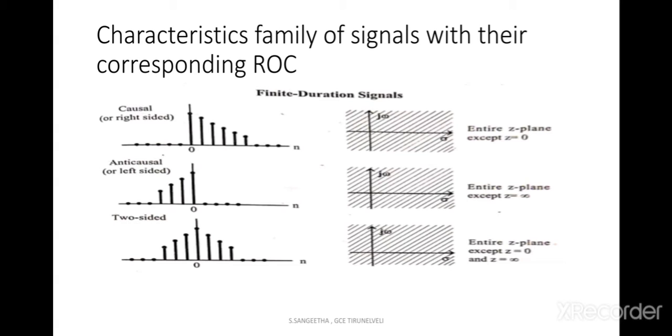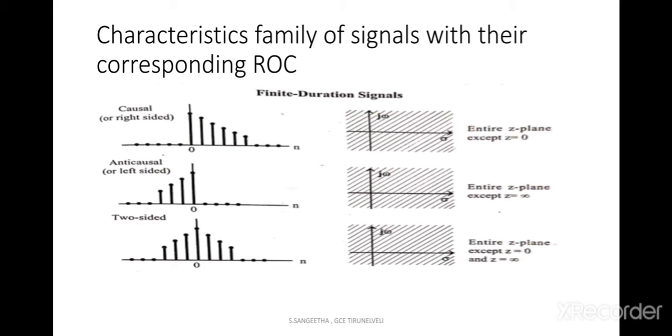So next we are going into the characteristic families of signals with their corresponding ROC. So the corresponding ROC will be given here. Here the family of signals will be given. Here we have a causal, that is right sided signal. For right sided signal we have the entire z plane except z is equal to 0. So for anti-causal the ROC will be entire z plane except z is equal to infinity. For two-sided signal we have entire z plane except z is equal to 0 and z is equal to infinity.